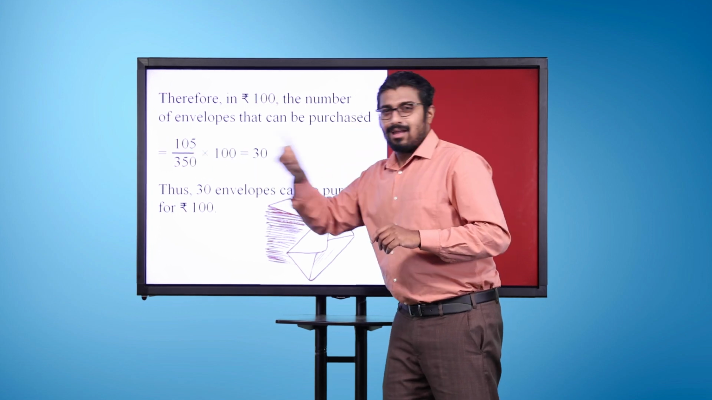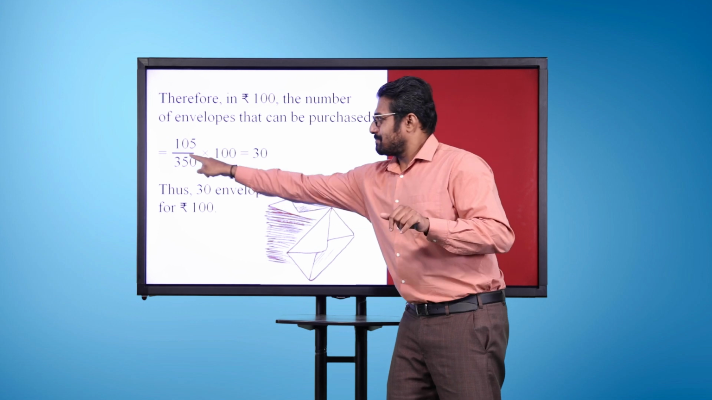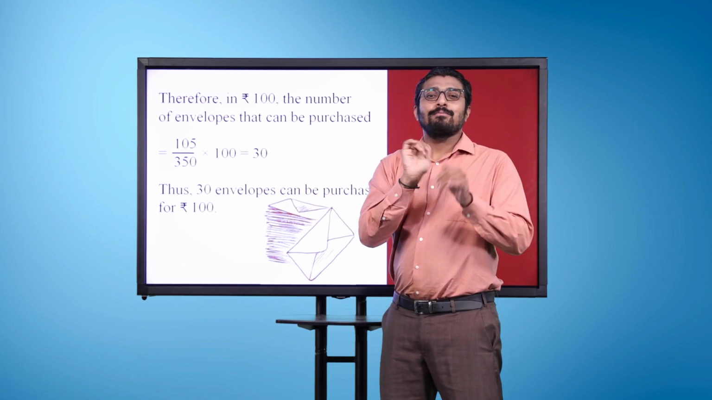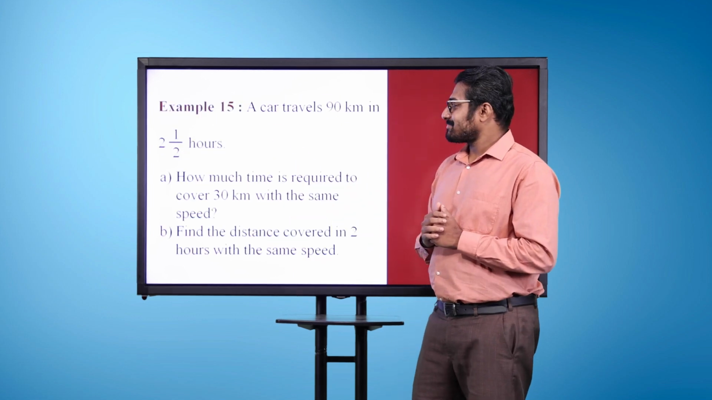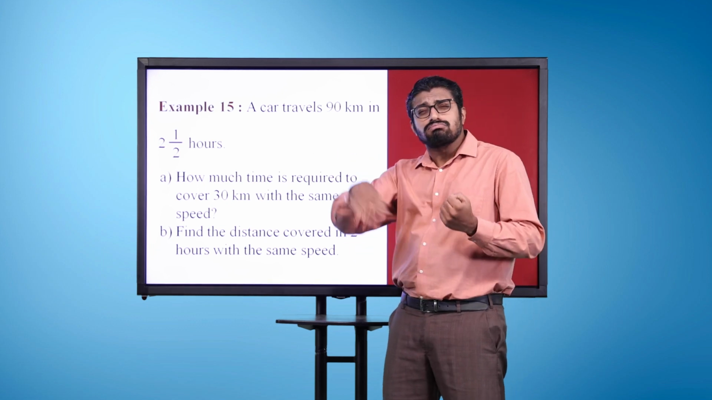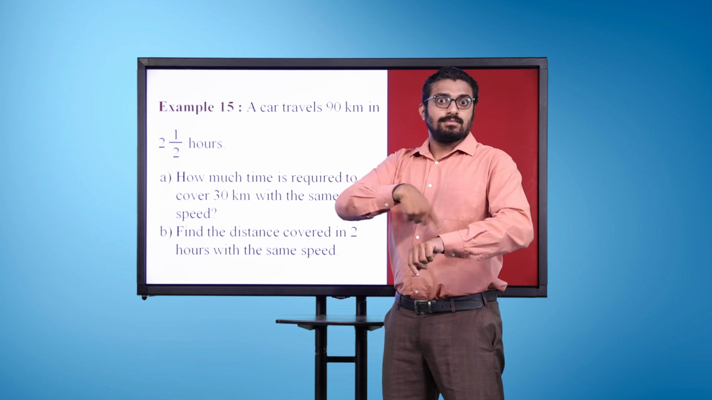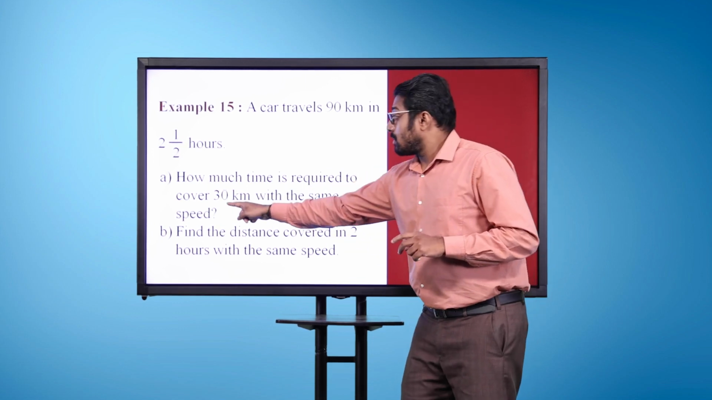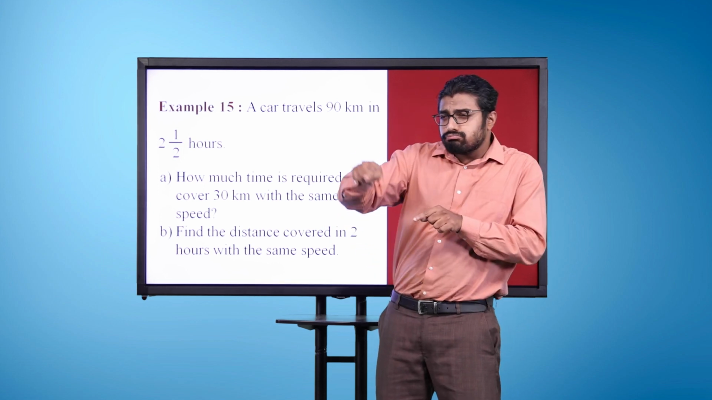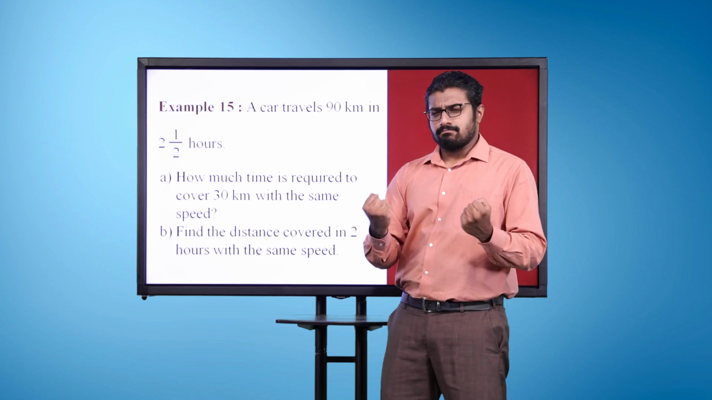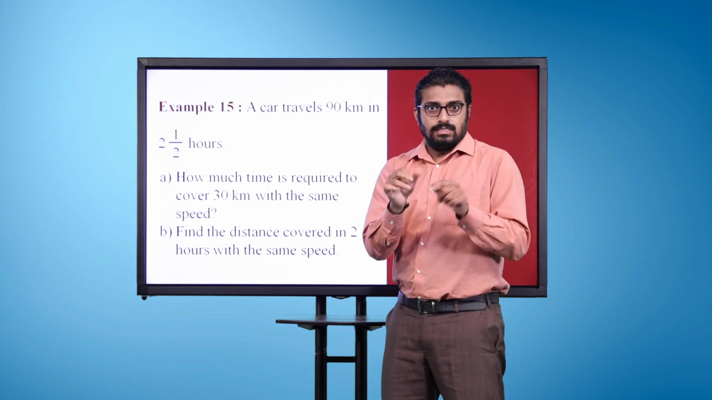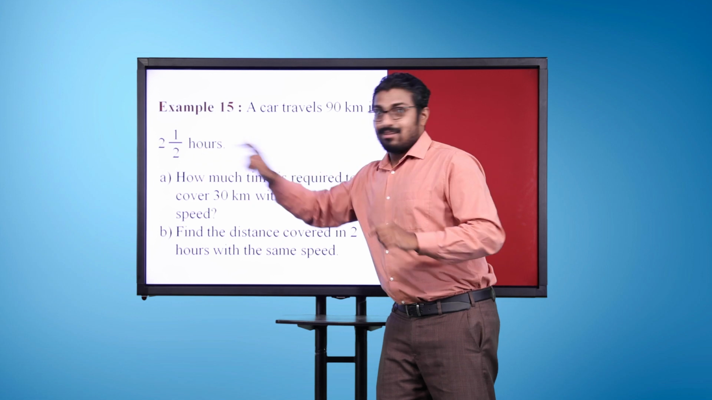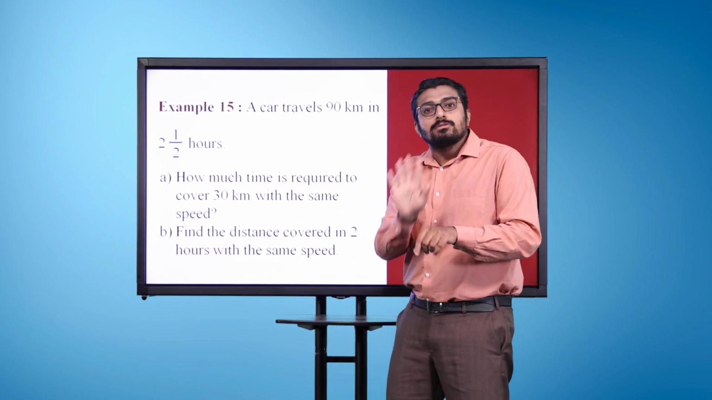Therefore, in 100 rupees, the number of envelopes that can be purchased is equal to 105 divided by 350 multiplied by 100, which is equal to 30. Thus, 30 envelopes can be purchased for 100 rupees. Example 15. A car travels 90 kilometers in 2.5 hours. A. How much time is required to cover 30 kilometers with the same speed? B. Find the distance covered in 2 hours with the same speed.